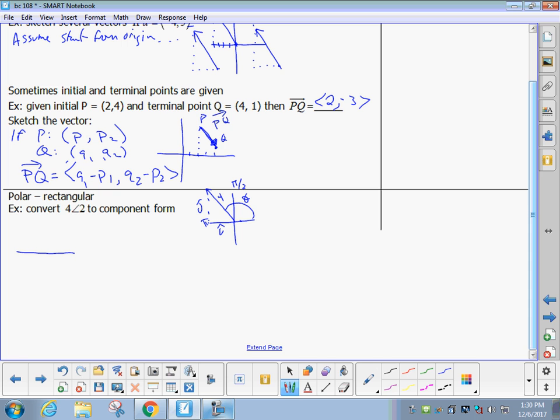I always use this in my mind, when I was your age: cosine, i, and x all go together. Sine, j, and y all go together. So if I want the horizontal component, the i component, then I'm using cosine, and it is 4 cosine 2 for the horizontal, and for the vertical it's 4 sine 2. Cool? Then you can just leave it like that.